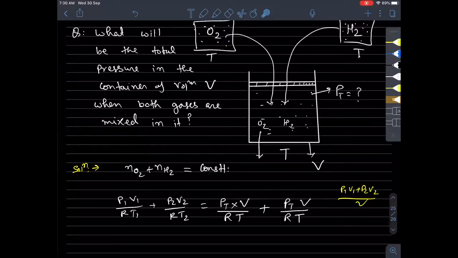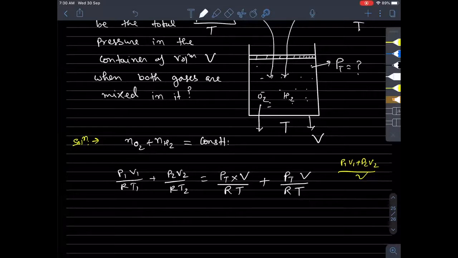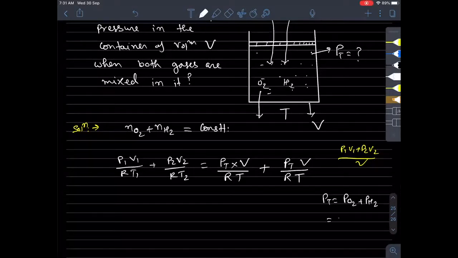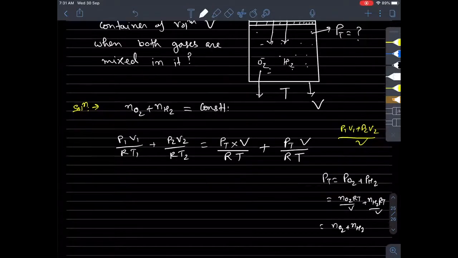PT should not be there. Yeah. So whenever we are saying PT, PT means it is the combined pressure of oxygen plus hydrogen. So if it is the combined pressure, then it should be number of moles of O2 into RT by V plus number of moles of H2 into RT by V. So basically, number of moles of O2 plus number of moles of H2 into RT by V. So guys, when you take total pressure, then total moles will be taken. You cannot take separately.